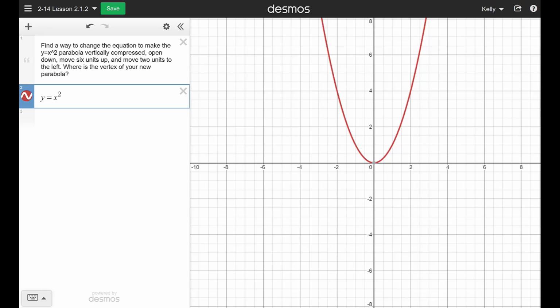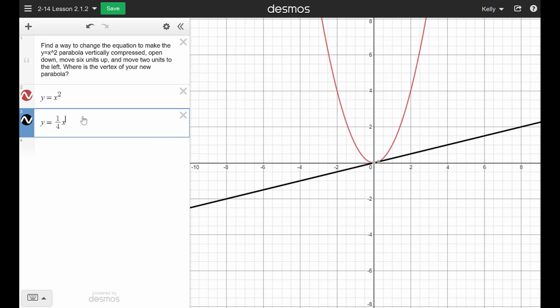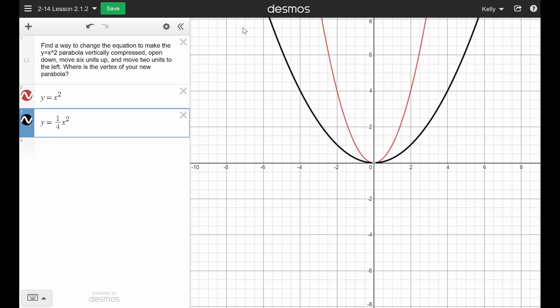Where is the vertex of your new parabola? Okay, so we've got our parent function right here, y equals x squared. I'm going to start with a vertical compression. A vertical compression means that my coefficient has to be less than 1. It has to be in fraction form. So let's do y equals, I've already done a 1/2 x earlier, so let's do 1/4 x squared. You see the vertical compression here. It's like somebody sitting on top of the black graph and kind of squashing it down. That's what happens when you use a fraction.